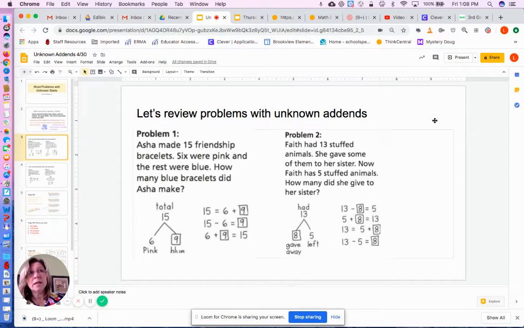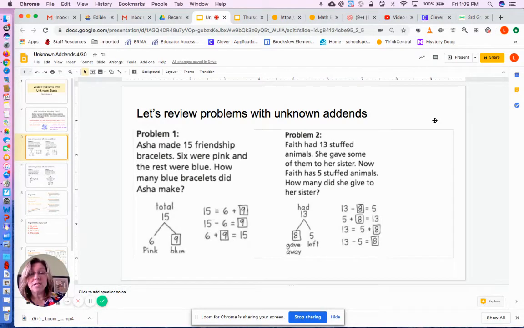They undo each other. Problem 2, Faith has 13 stuffed animals. She gave some of them to her sister. Now Faith has 5. So how many did she give to her sister?